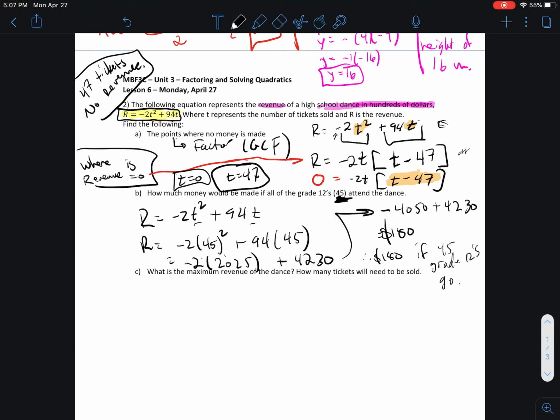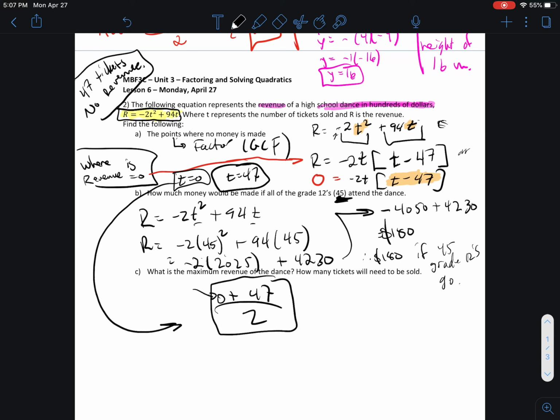Now your next question, very similar to earlier, is what's the maximum revenue of the dance? We want to figure out that maximum, which obviously occurs between those two values. So what I'm going to do is go 0 plus 47 divided by 2, because that tells me the middle. You remember these are the 2 break-even points. If I take the 2 break-even points and divide by 2, it gives me the middle. That tells me the number of tickets that maximizes the profit.